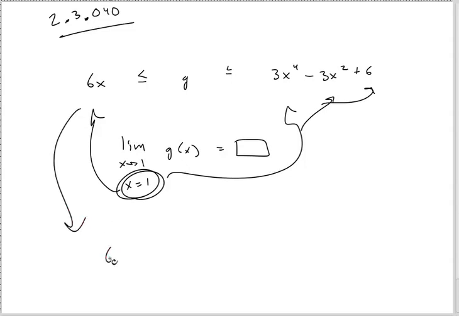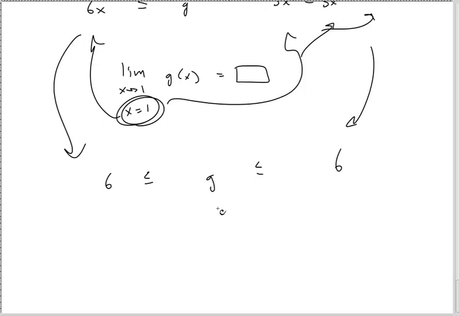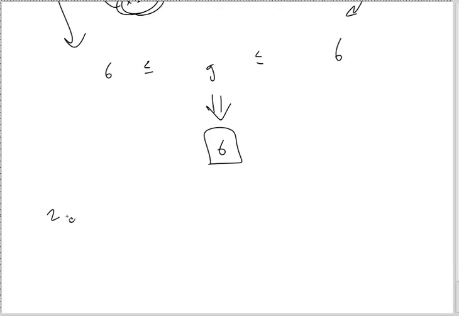Well, 6 times 1 is 6. And if you plug a 1 in all right here, you'll get 3 minus 3. Those cancel. Leave a 6 alone, so you got 6. So I got 6 on this side, you got 6 on that side, and I'm saying my g is in between them. I'm sandwiching it in. Well, what's the only number that g could be between 6 and 6? Well, it's 6. That's it. It's very simple. No big deal.